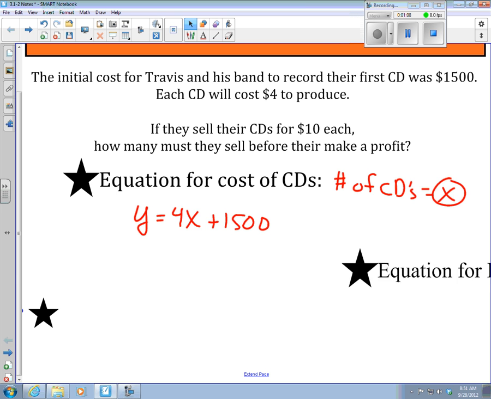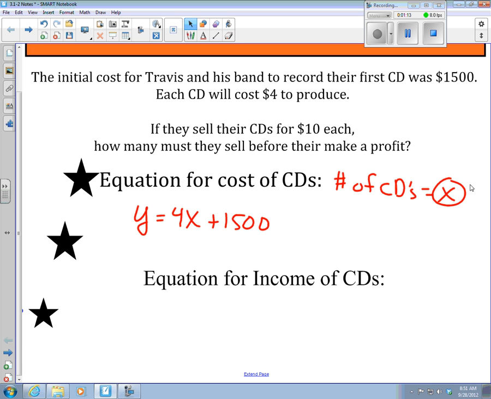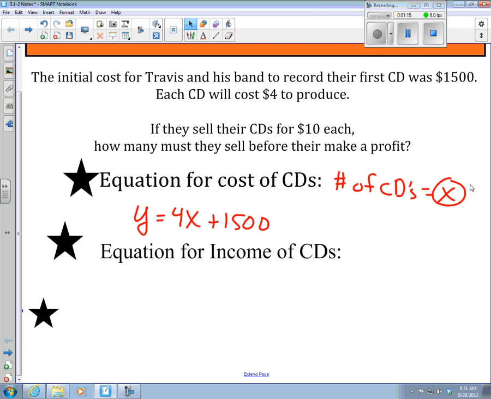Now, profit. They sell their CDs for $10 each. So how much money will they make? Well, it'd be $6 per CD, plus you have to work with the 1,500. But just to make it easy, let's say this. They sell them for 10 bucks each. So they make 10X, 10 times X.